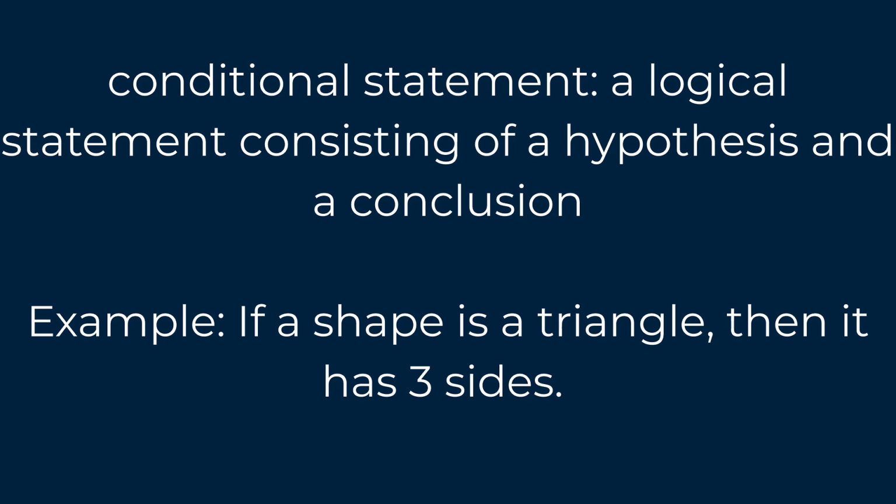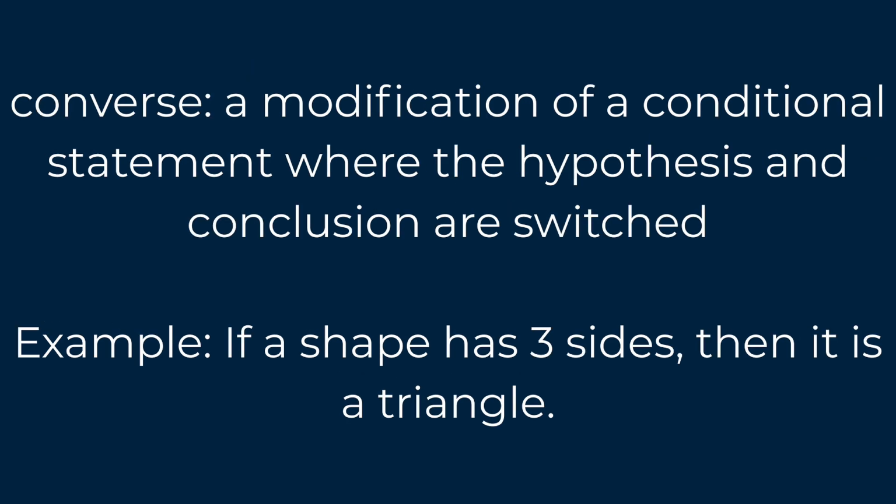Well, the converse we talked about in 1.4 is a modification of a conditional statement, where the hypothesis and the conclusion are switched. So, the conclusion becomes the hypothesis. A shape now has three sides, and the hypothesis is now the conclusion. It is a triangle. So you switch it up.